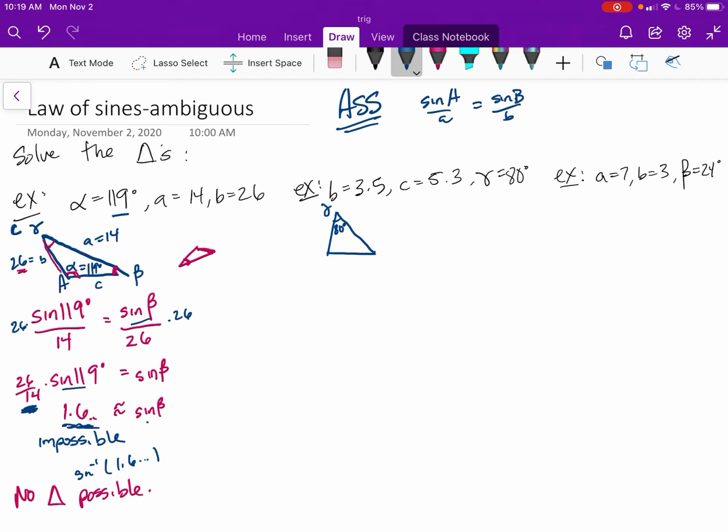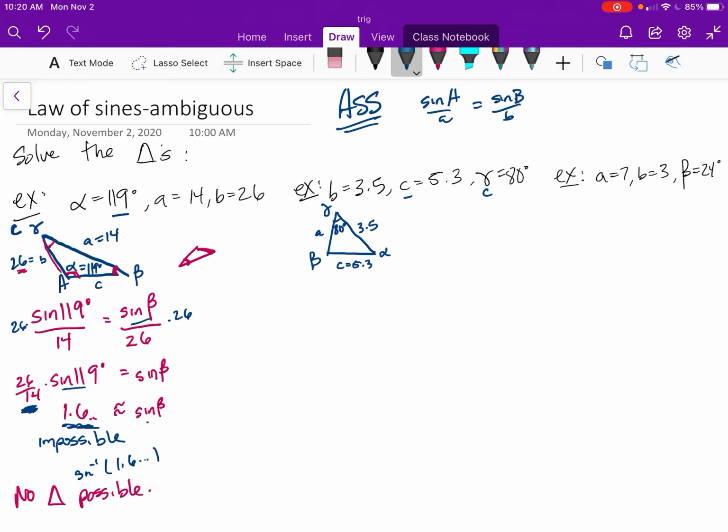And opposite gamma is side C, which is 5.3. And then we'll just stick with this still being beta. Opposite beta is 3.5. So therefore, this is alpha, and opposite alpha is A. Okay. So do we have enough to get going? Yes, we have little c, big C, gamma, and then little b.